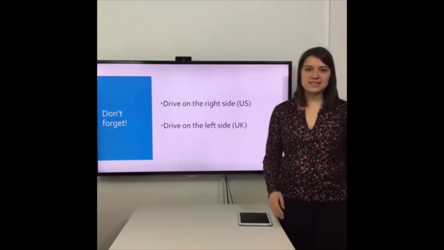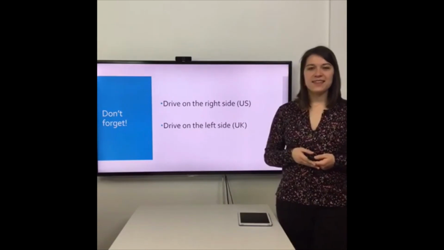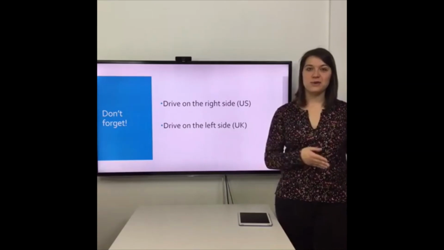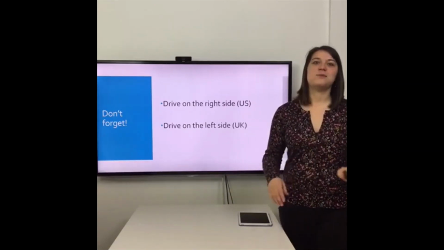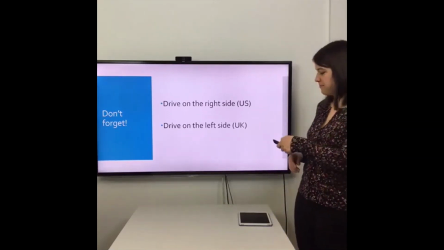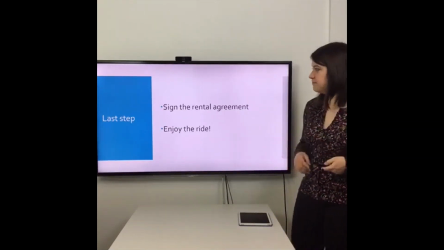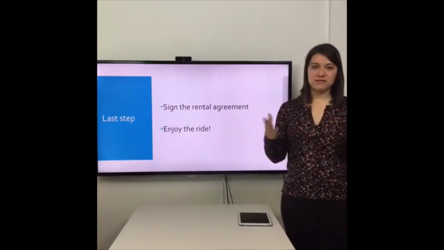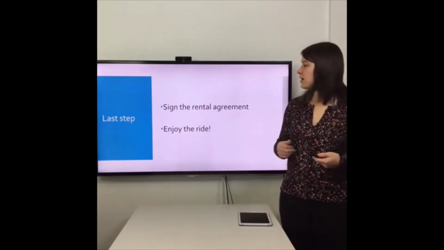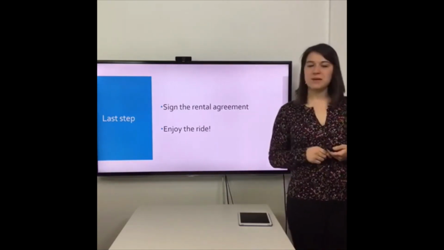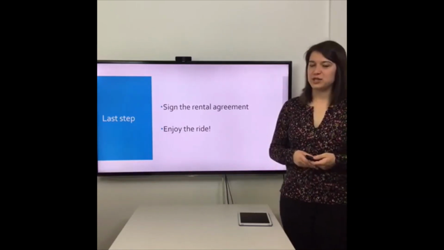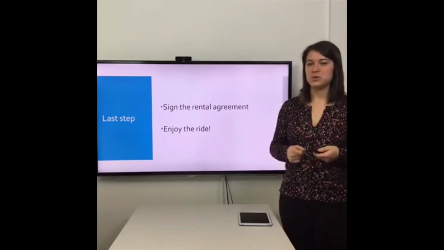Okay, and last but not least, don't forget that in the US, we drive on the right side of the road, and in the UK, they drive on the left side. So make sure you know which side of the road you have to drive on if you rent a car. So when you've made all of these decisions, you decide what kind of car, what features, how long, then you sign the rental agreement, and I hope you enjoy the ride. Enjoy the ride is an expression which means to have a good time, to enjoy yourself.